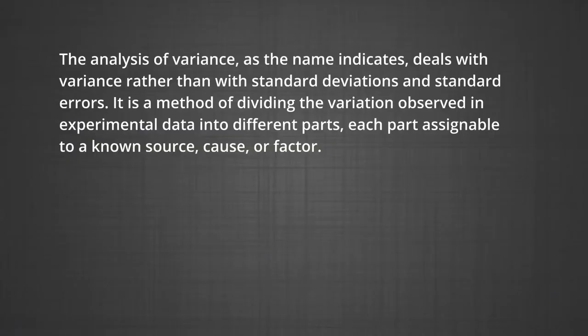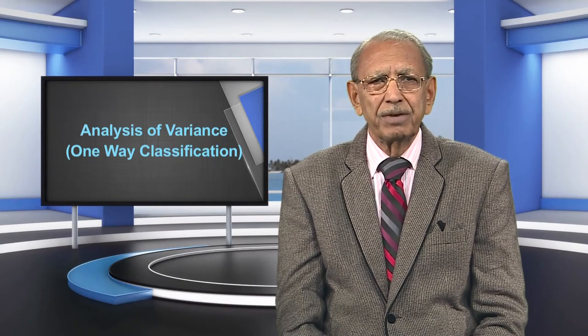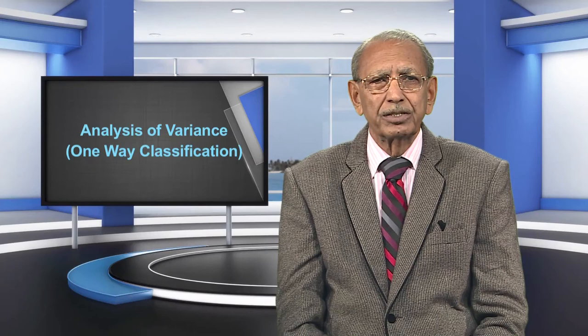Now I come to the technique. The analysis of variance, as the name indicates, deals with variance rather than with standard deviations and standard errors. It's a method of dividing the variation observed in experimental data into different parts, each part assignable to a known source, cause, or factor. We may assess the relative magnitude of variation resulting from different sources and ascertain whether a particular part of the variation was greater than expectation under the null hypothesis.